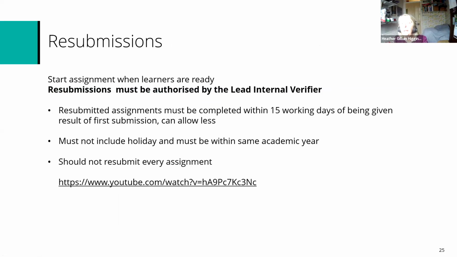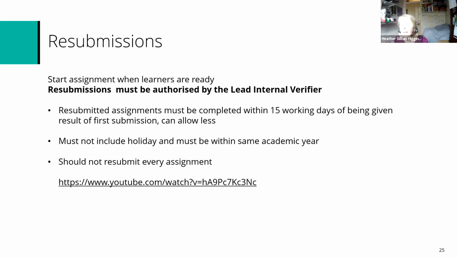Okay, resubmissions. Start assignments when learners are ready. So the lead IV is going to authorize them. Again, 15 working days, not including a holiday, and within the same academic year. So I've got to finish before the end of the academic year, be that Christmas or the summer. It's got to be done within that year. You can't come back and work on something again.